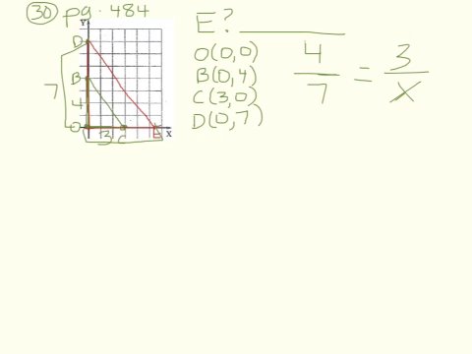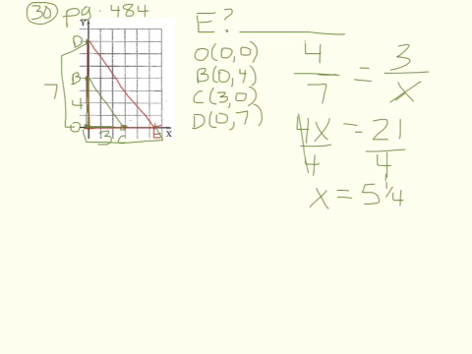So I'm just going to cross multiply and divide here. So 4 times x is 4x, 3 times 7 is 21, and when I divide both sides by 4, I get that x is 5.25, or 5 1/4.